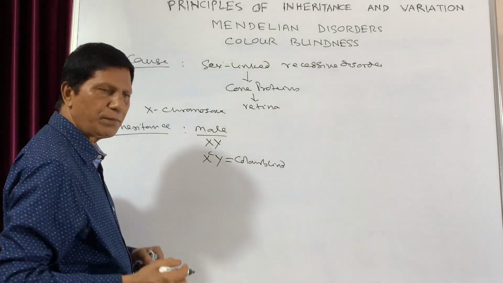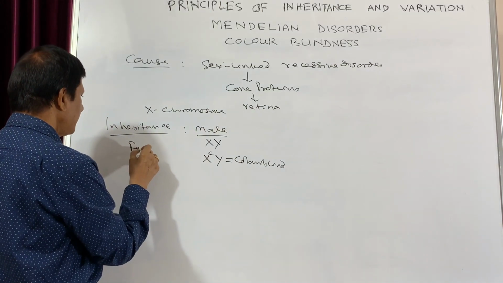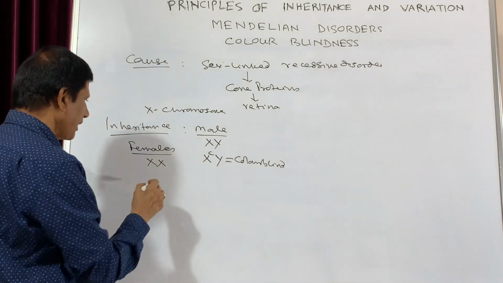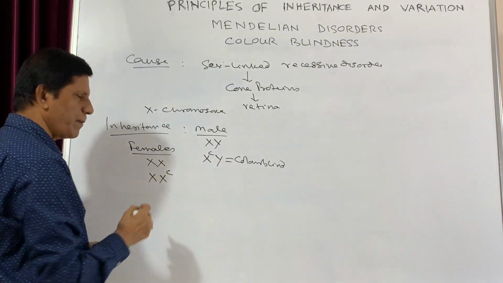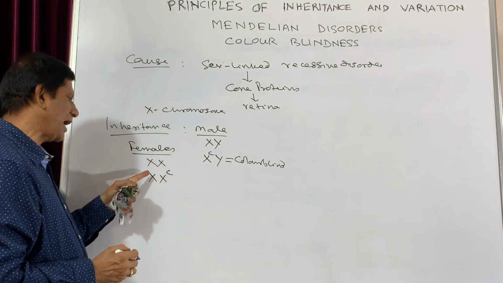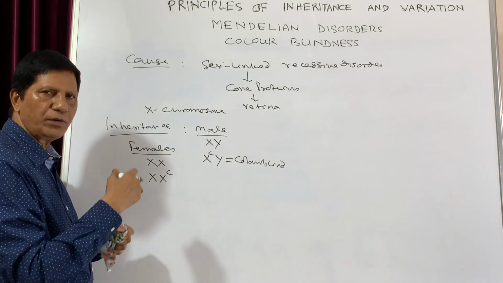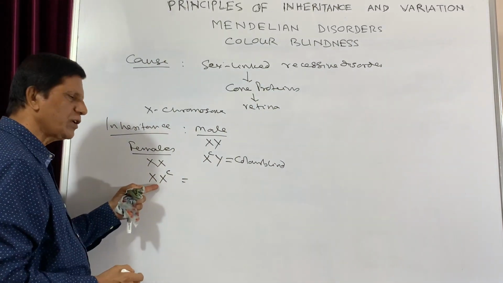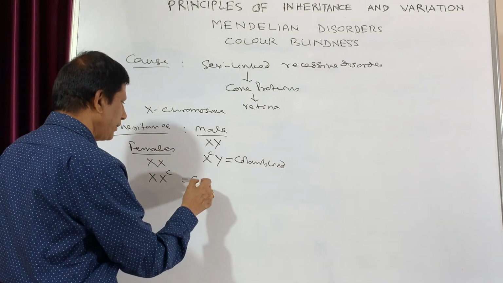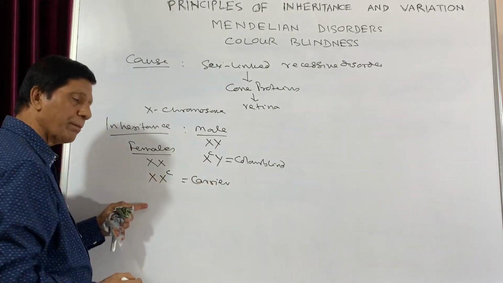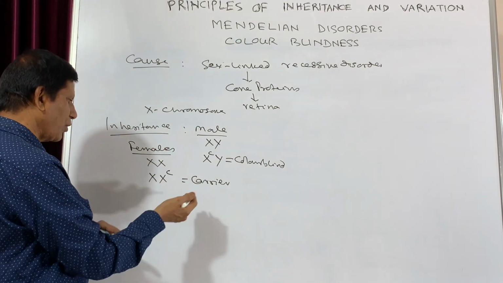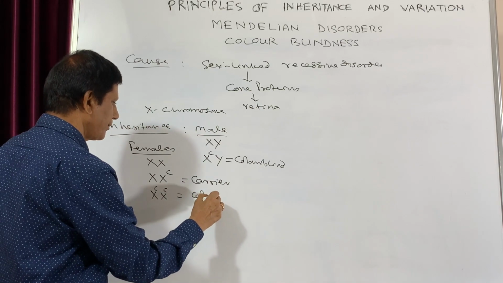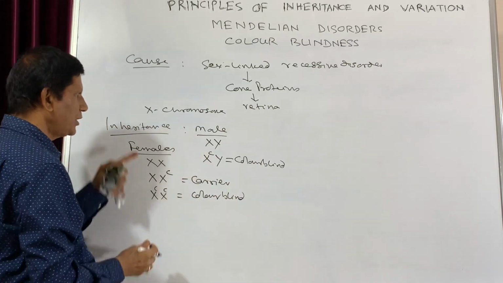But suppose you take the case of a female. In females, there are two X chromosomes. If the gene is present in one X chromosome, then the allele present in the other X chromosome will check its expression. So this person will not be color blind, but simply she is a carrier. But if it is present in both, then she will be color blind. So this is the pattern.